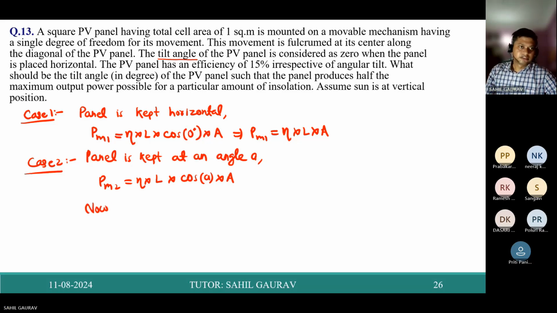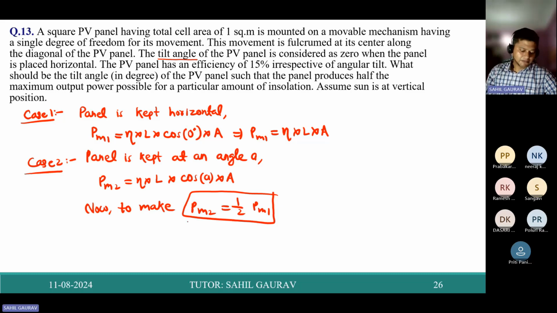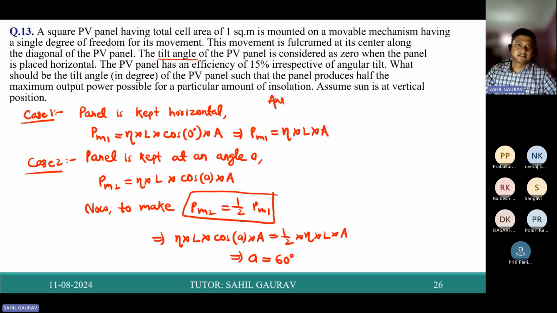Now, in this problem, it is given that we have to make PM2 equal to half of PM1. So in order to make half of PM1, PM2 is efficiency into L into cos A into A, and half of efficiency into L into A. So this tilt angle A will be coming as 60 degree because cos A is half. So the correct answer is 60 degree.